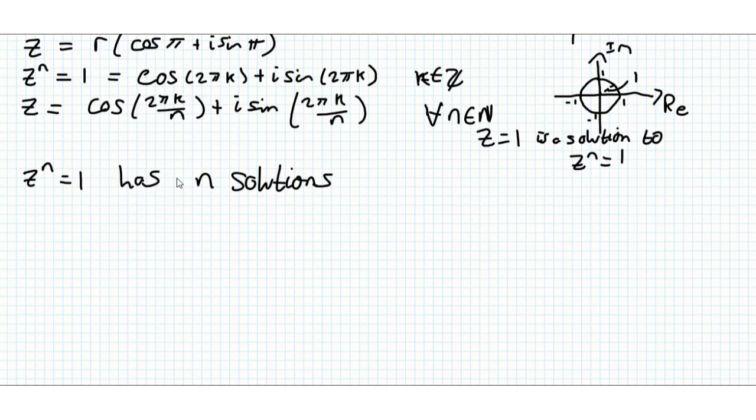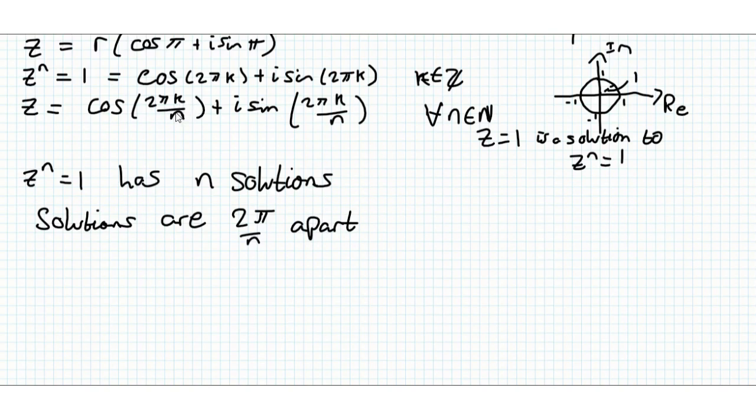Another thing to note is our solutions are 2 pi over n apart, and this is because when you move k up by 1, you're adding on 2 pi over n to this argument, okay? So that makes sense.